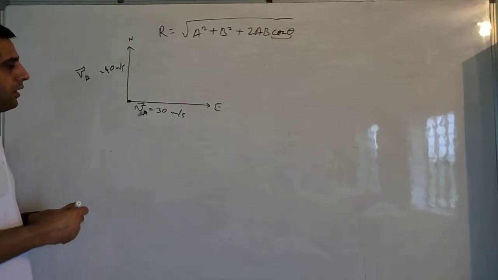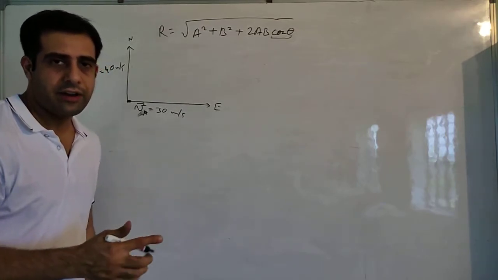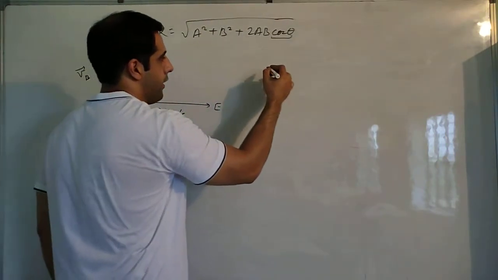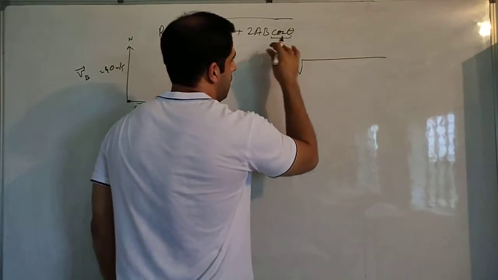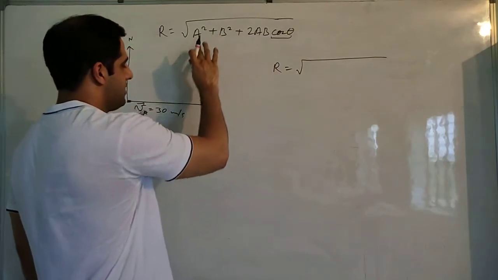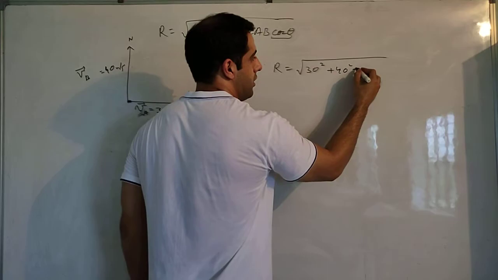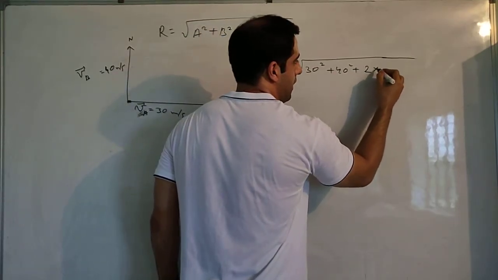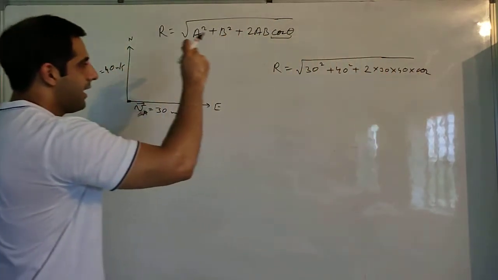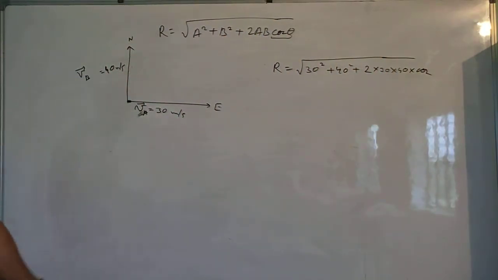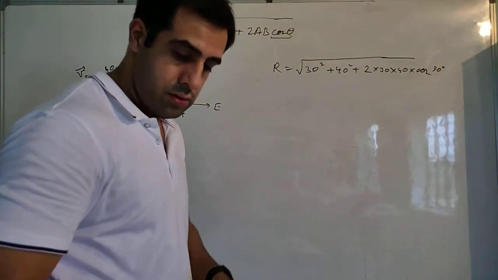Okay, how do we find out? We are simply going to apply the formula. To define a resultant vector, we need magnitude and direction. So first we will find the magnitude of the resultant. This will be equal to this formula: root of 30 square plus 40 square plus 2 into 30 into 40 cos theta. Theta is the angle between A and B. In this case, theta is 90 degrees. So cos 90 degrees is 0.